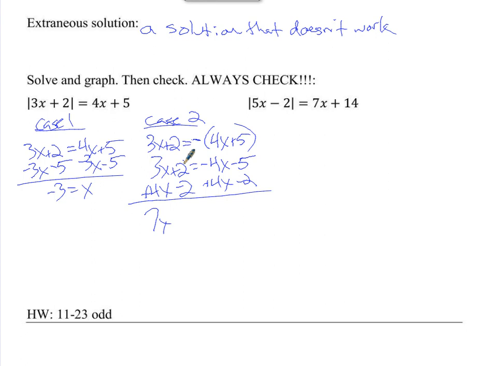3x plus 4x is 7x. The 2's are gone. Equal sign comes down. The x's are gone here, and then I have negative 5 minus 2 is negative 7. I got one more step, divide both sides by 7, and I get x equals negative 1.